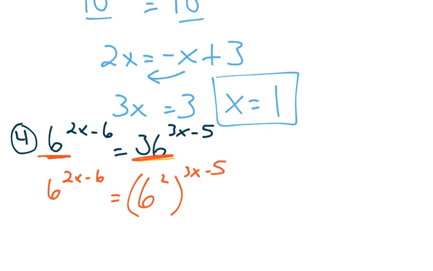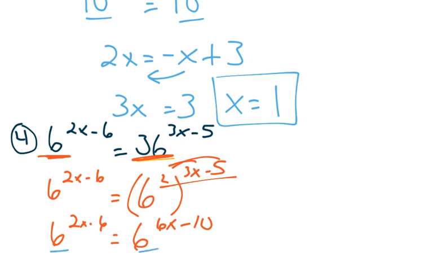Okay? I'm going to skip, well, no, I won't skip it. So we'll have 6 to the 2x minus 6 is equal to, we'll have to distribute that. 2 times 3x is 6x. 2 times negative 5 is negative 10. So, bases are the same. Drop them, set the exponents equal to each other. So we'll have 2x minus 6 is equal to 6x minus 10.